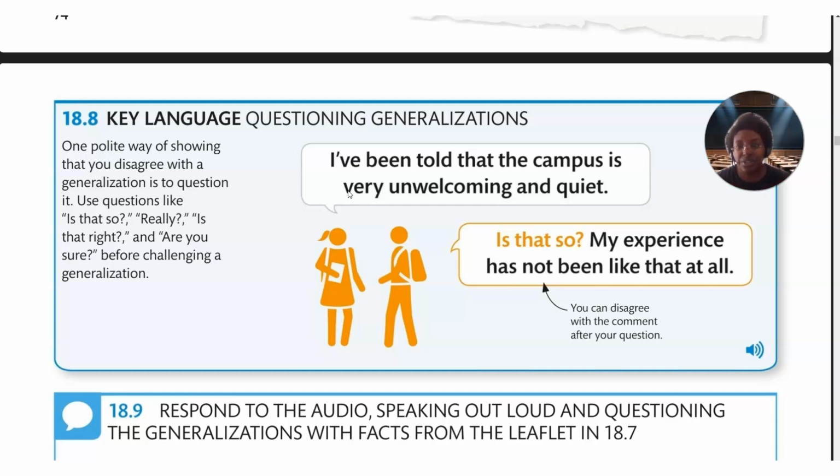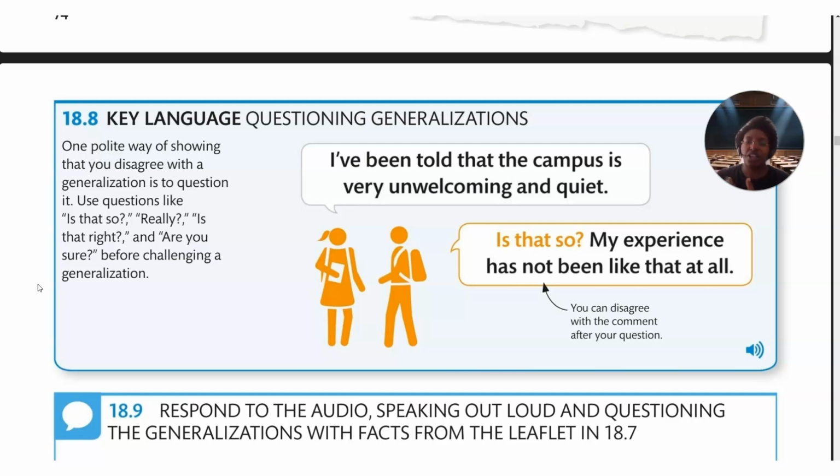Questioning generalizations. When you need to question a generalization. Let's look at the introduction. One polite way of showing that you disagree with a generalization is to question it. Use questions like, is that so? Really? Is that right? And are you sure? Before challenging a generalization.